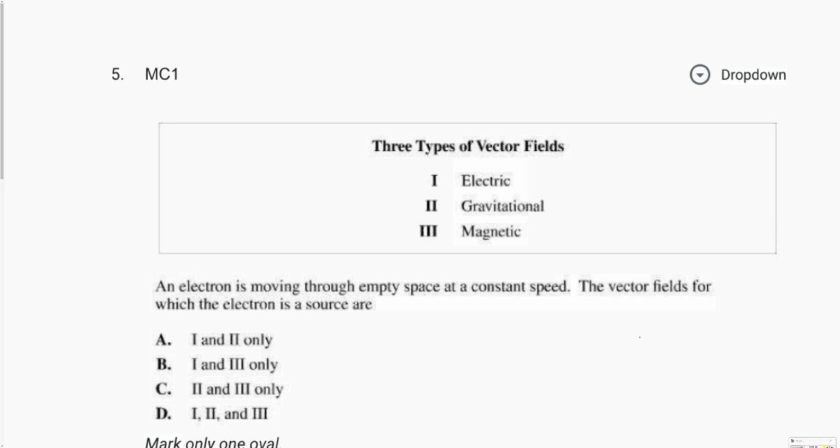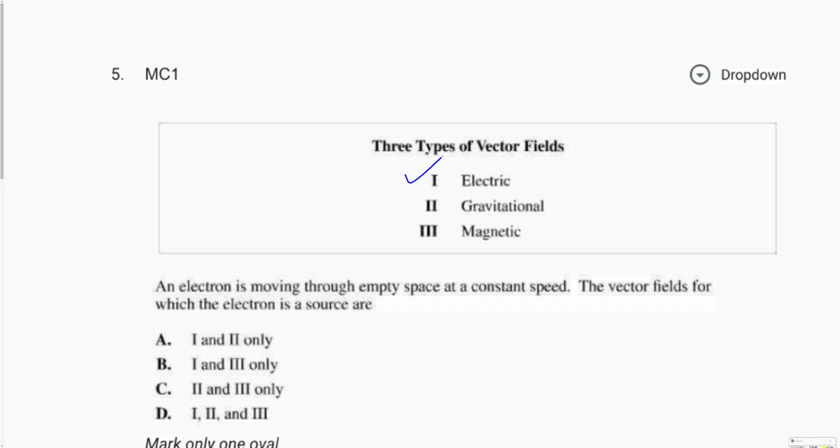Charge. Do we have electric charge here when we have an electron moving through space? Yes, we do. So we definitely have an electric field. And in fact, we have an electric field whether this charge is moving or not. If we have charge, we have an electric field. What causes a gravitational field? This is the easiest one. We talked about this in Physics 20, right?